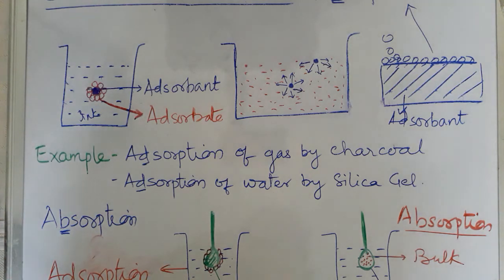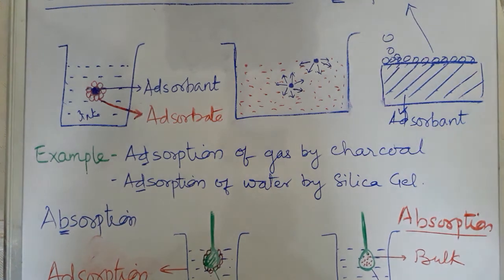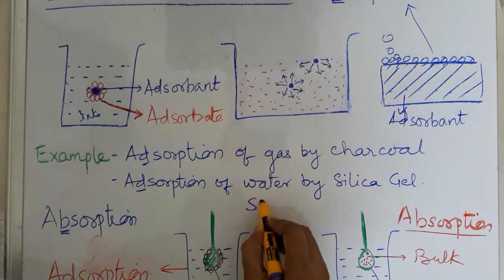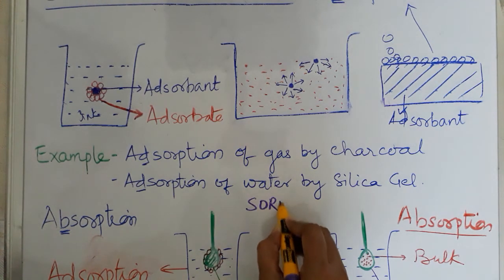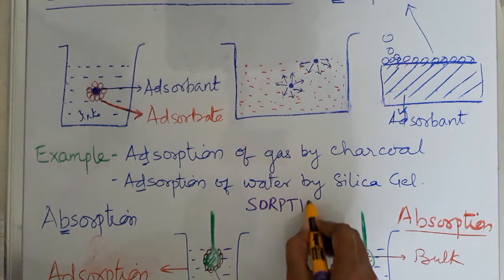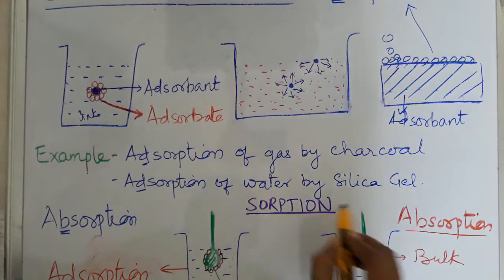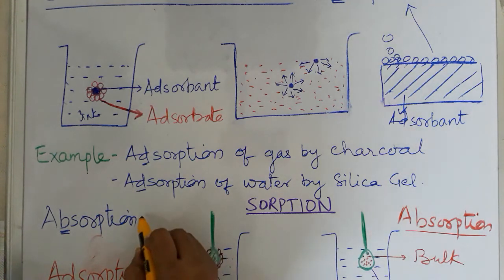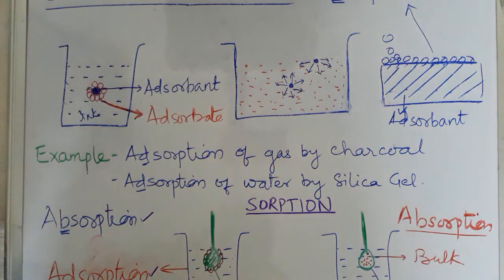Another term is sorption. The term sorption is used when adsorption and absorption both take place simultaneously. When these two phenomena, adsorption and absorption, both take place simultaneously, then it is known as sorption.